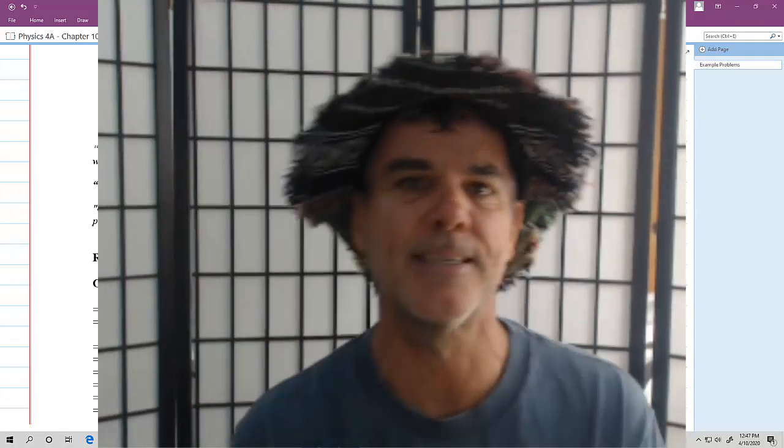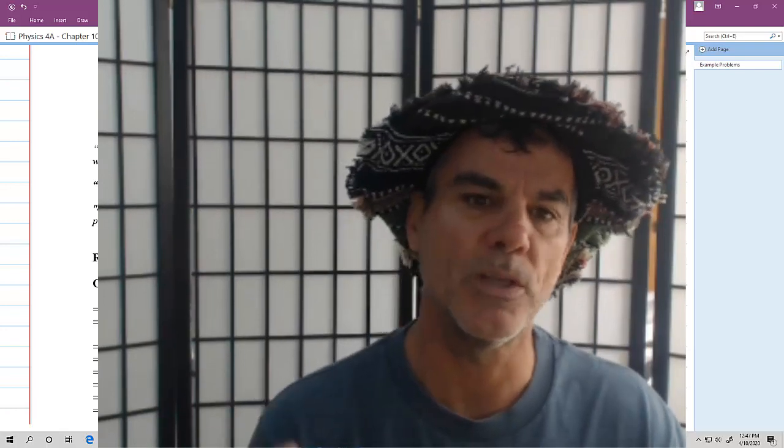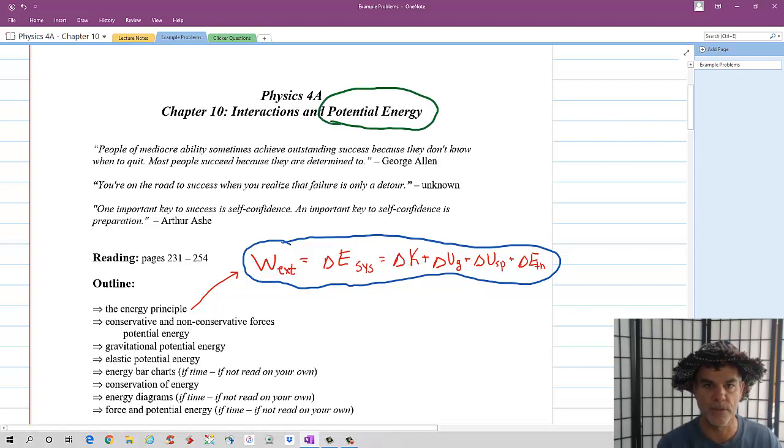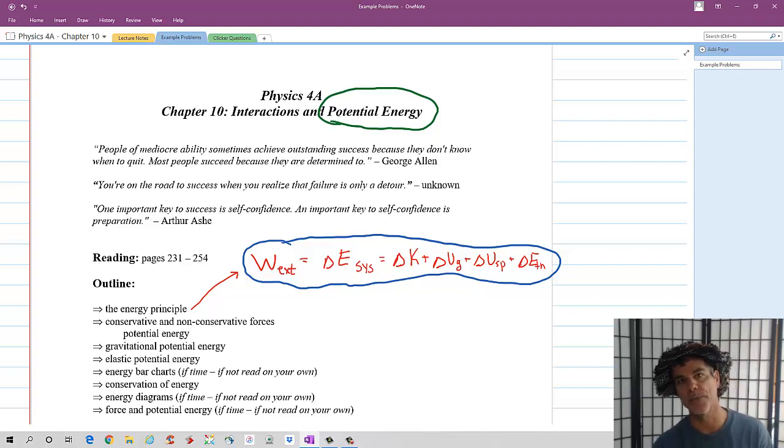So let's take a look at what's going to be important in Chapter 10 and what you do not need to worry about. Chapter 10 is all about interactions and potential energy. One thing I wanted to talk about real quick is that a single object cannot have potential energy. It's always an interaction between two different objects. For example, if I want to use gravitational potential energy, I have to include the Earth as part of the system, because gravitational potential energy is really the interaction between the Earth and another object.